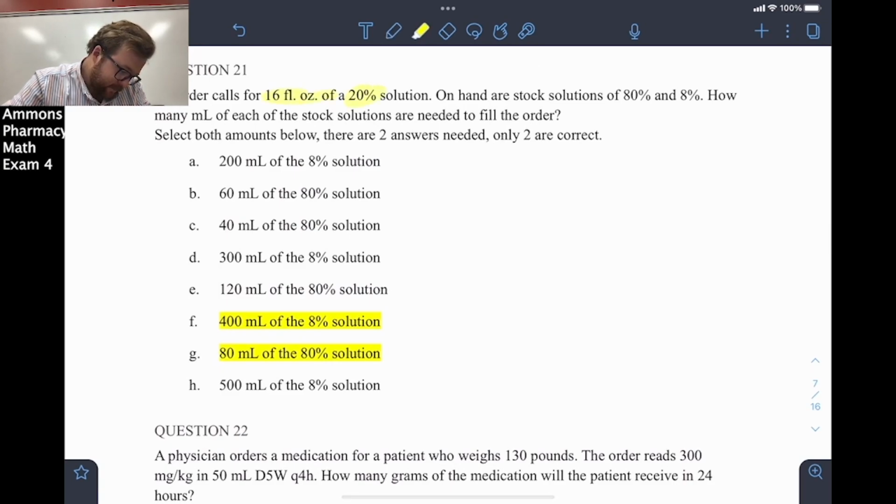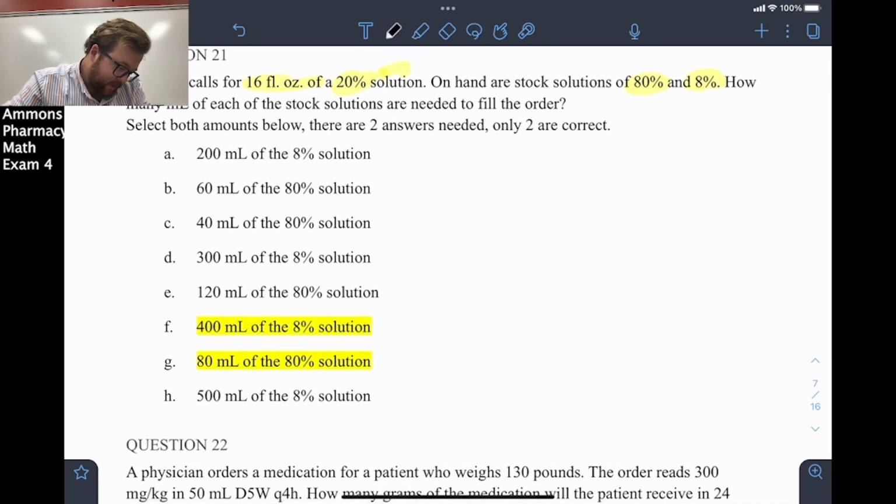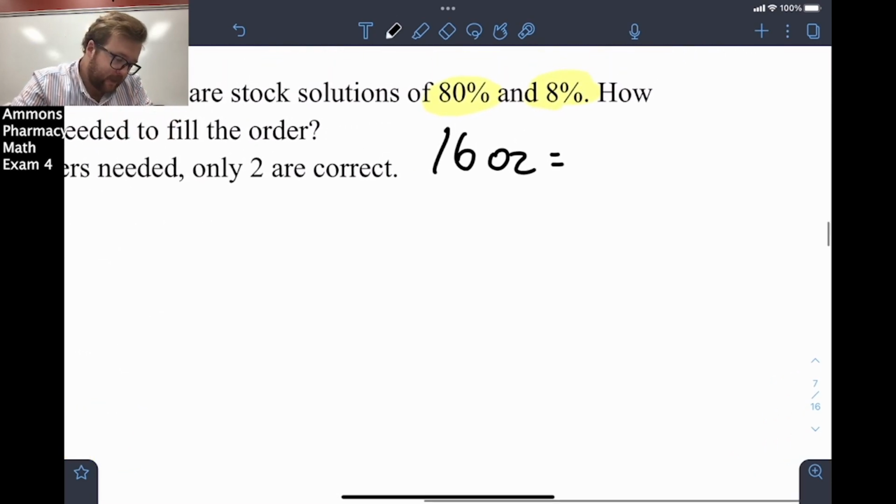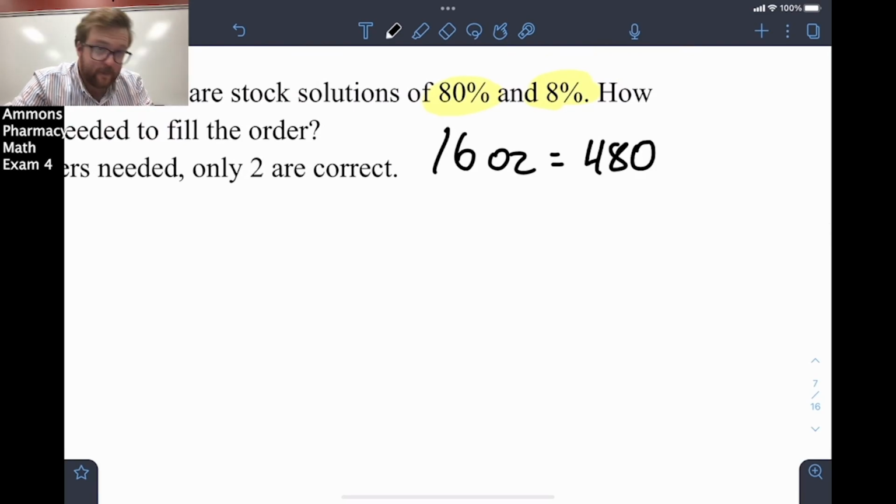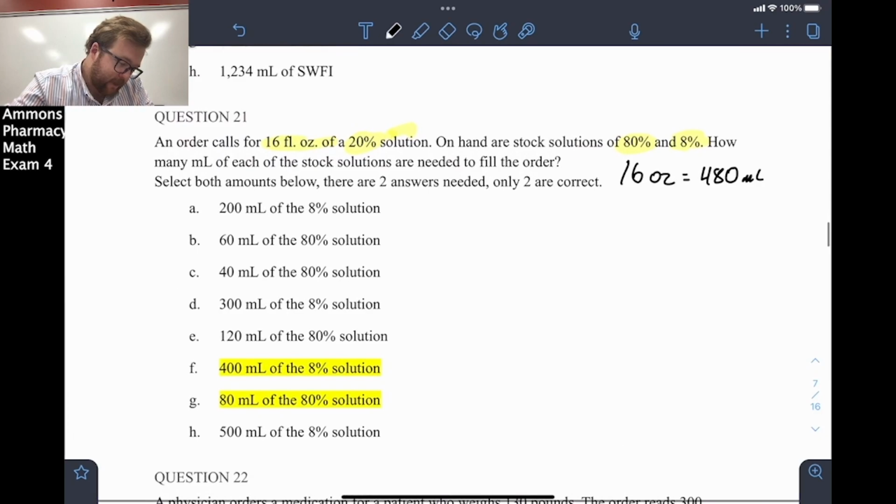16 ounces, 20%. We have 80 and 8%. How many mils are needed? Okay, so right here we have to remember 16 ounces is how many mils? There are 30 in each ounce. So that turns into 16 times 30. That is going to be 480, which is also the same as a pint, if you remember. So that's how many we need to make.